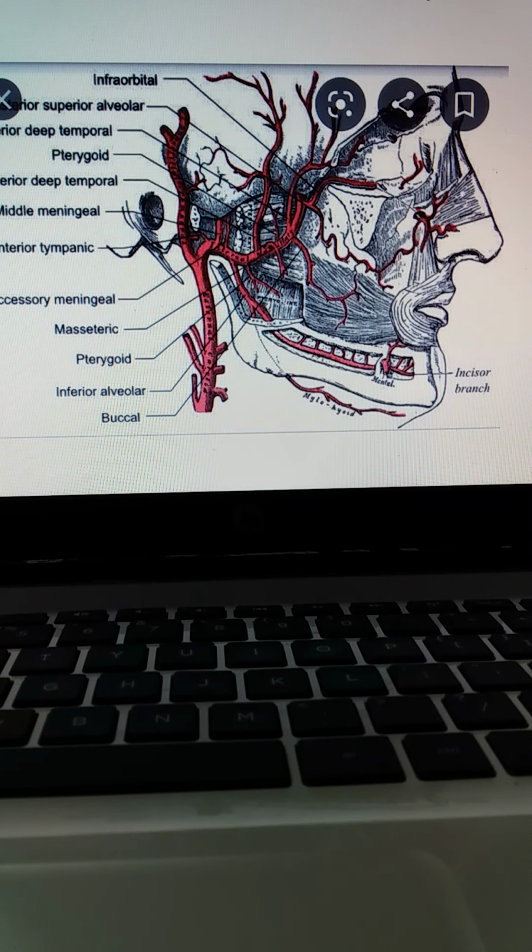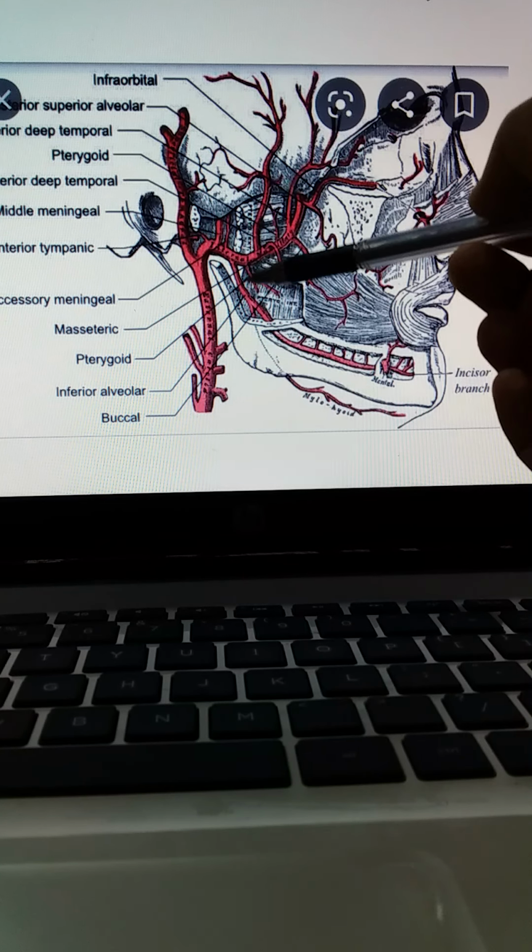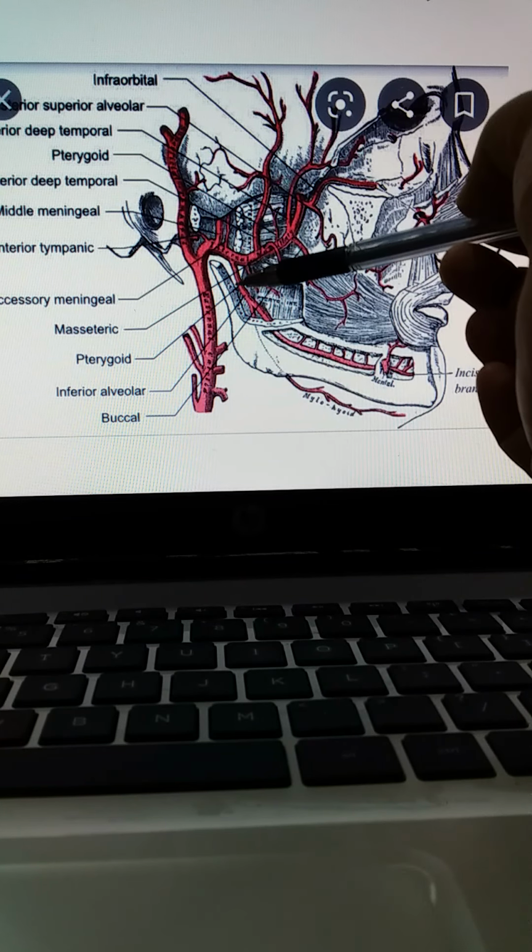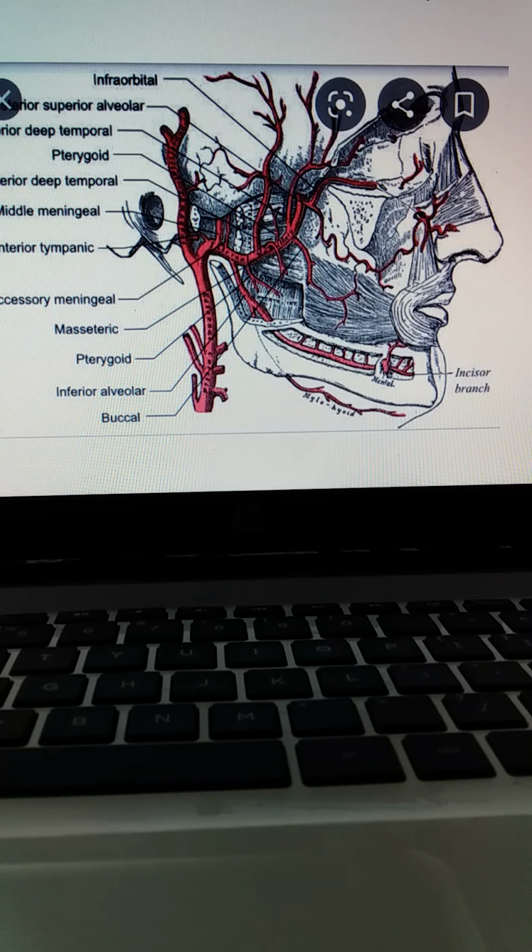But before entering the canal it gives one more branch, the lingual branch to the tongue. It gives the lingual branch to the tongue, and it gives a branch to the mylohyoid muscle. Here, in the mylohyoid groove, it gives a branch called the mylohyoid branch to the mylohyoid muscle.